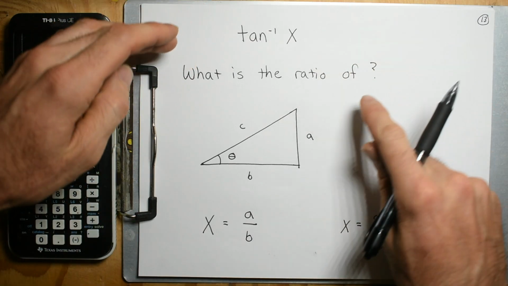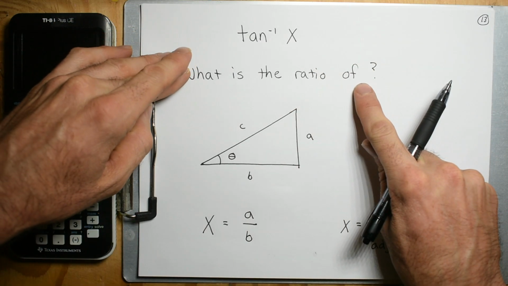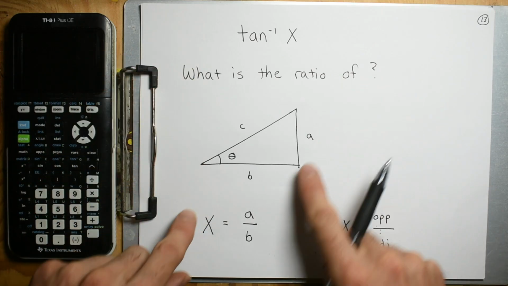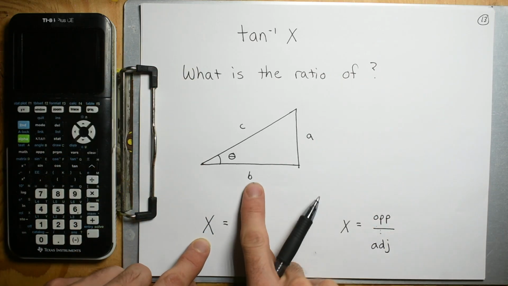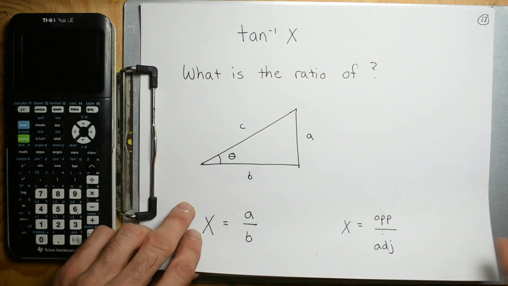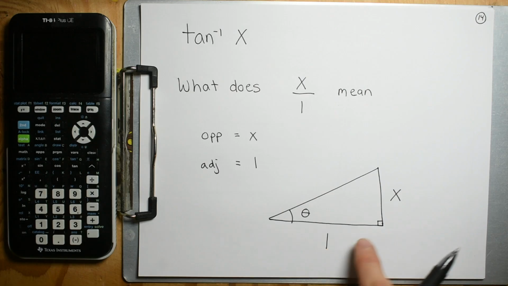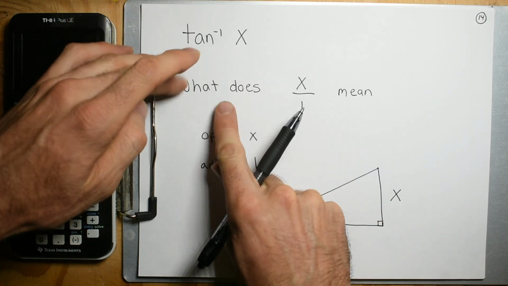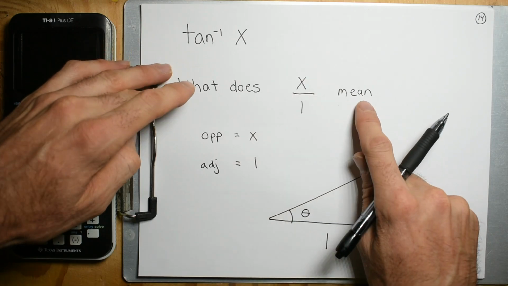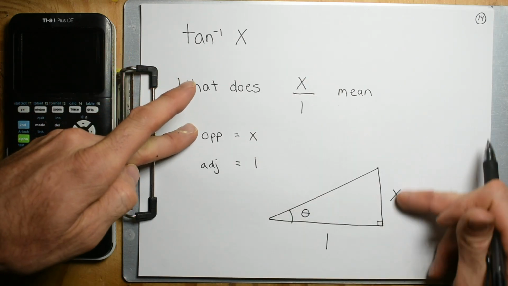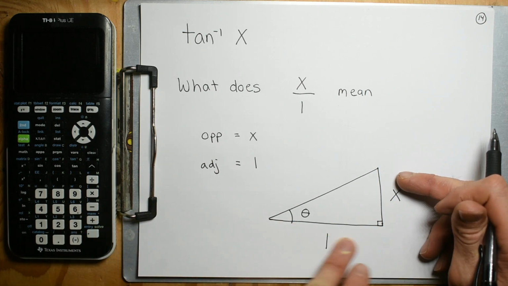Inverse tangent of x. So what is the ratio of this? Well, it's the A over B. We've already done this. Opposite over adjacent. That was a pretty quick one. We're going to do this ratio where we have x over 1. So inverse tangent of x. What does x over 1 mean? It means the opposite is x, length of x, and the adjacent is a length of 1.